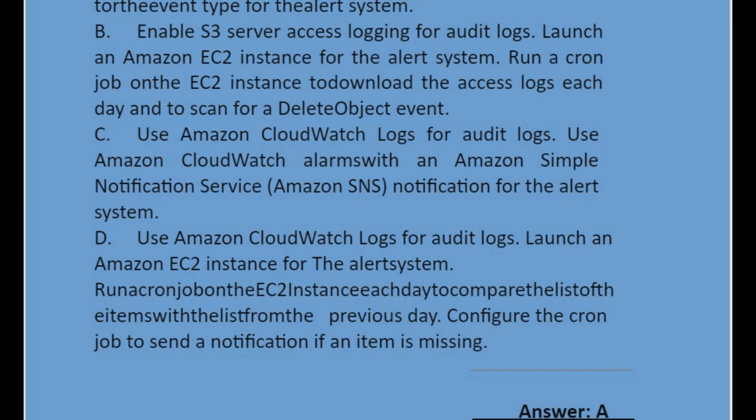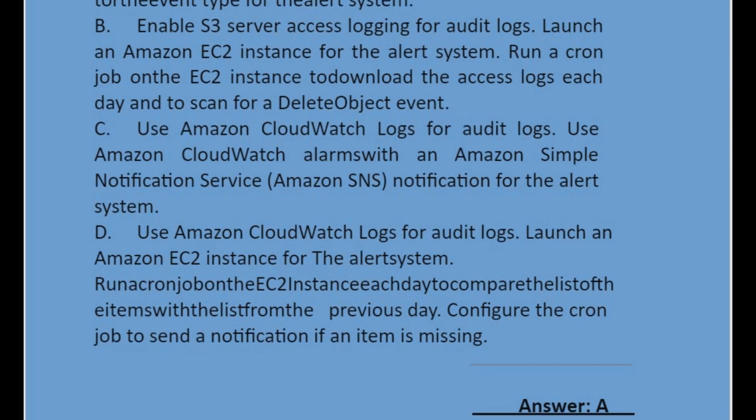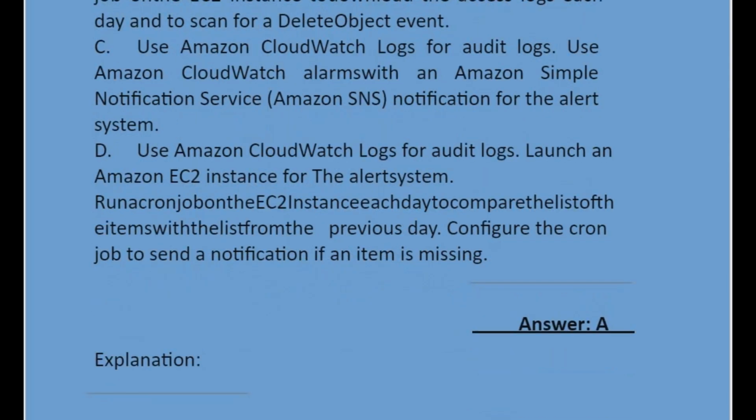Option D. Use Amazon CloudWatch logs for audit logs. Launch an Amazon EC2 instance for the alert system. Run a cron job on the EC2 instance each day to compare the list of the items with the list from the previous day. Configure the cron job to send a notification if an item is missing. Correct answer is option A.